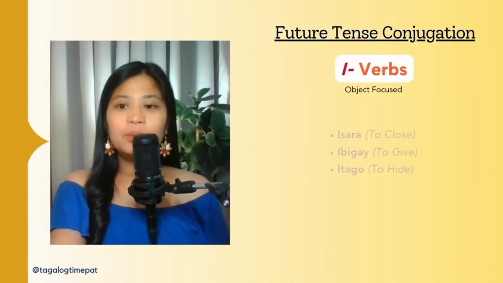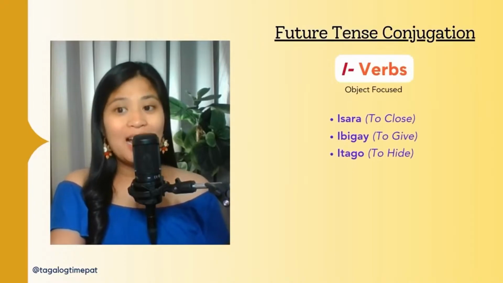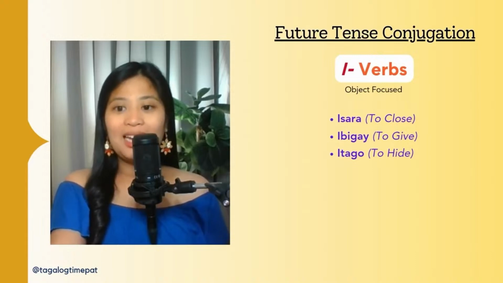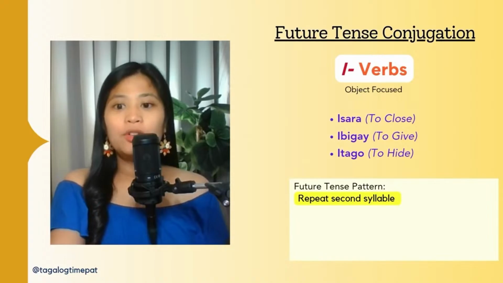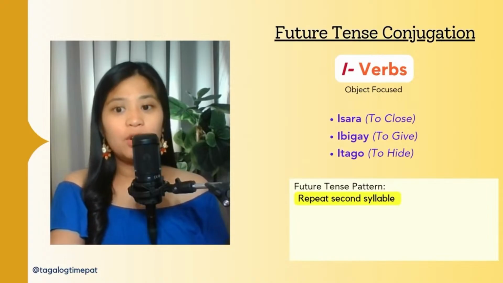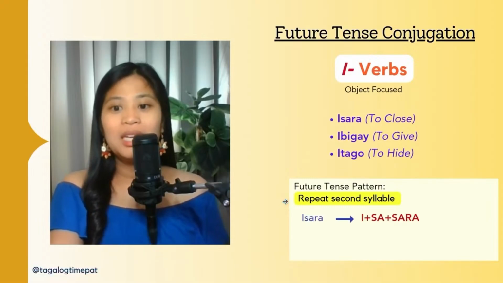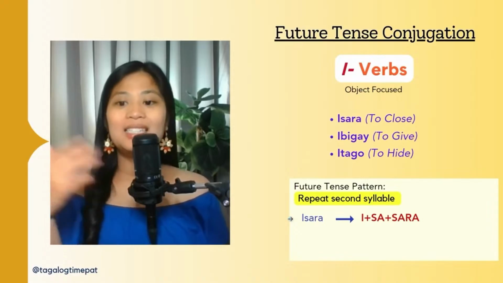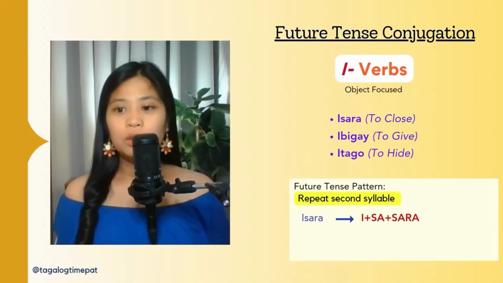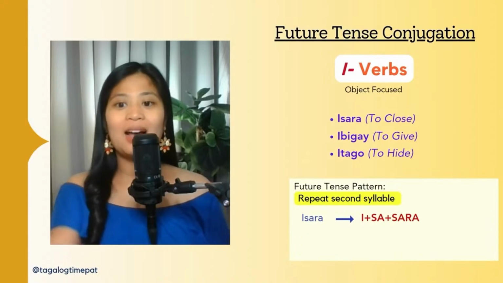Lastly, e-verbs. Some examples are isara, to close, ibigay, to give, and itago, to hide. For the future tense conjugation of e-verbs, you would just repeat the second syllable. Isara, to close, becomes isasara. Isasara ko yung pinto. I will close the door. You just repeat the second syllable.